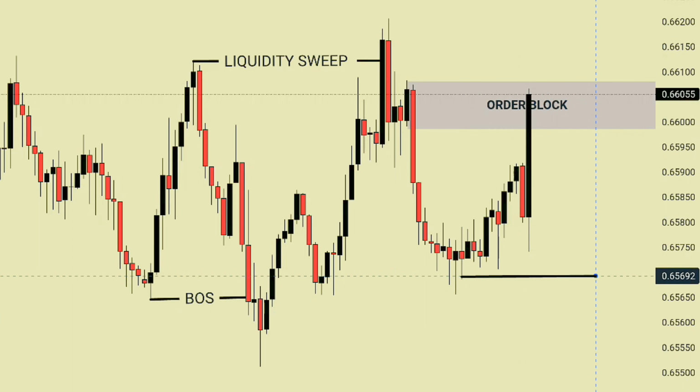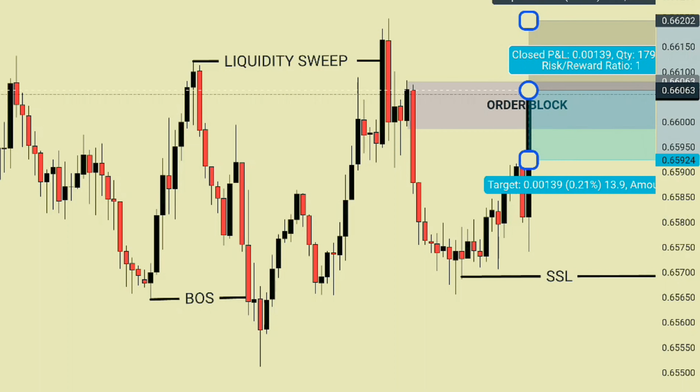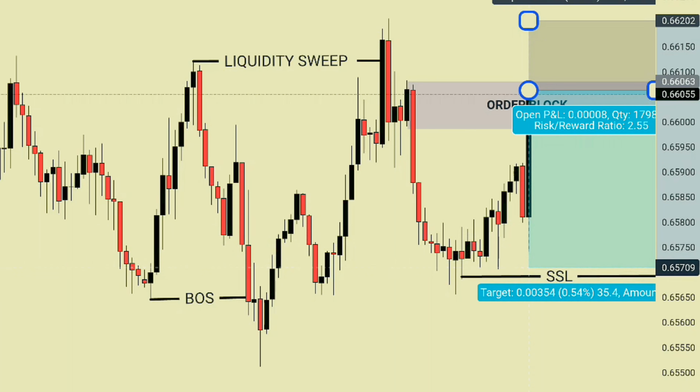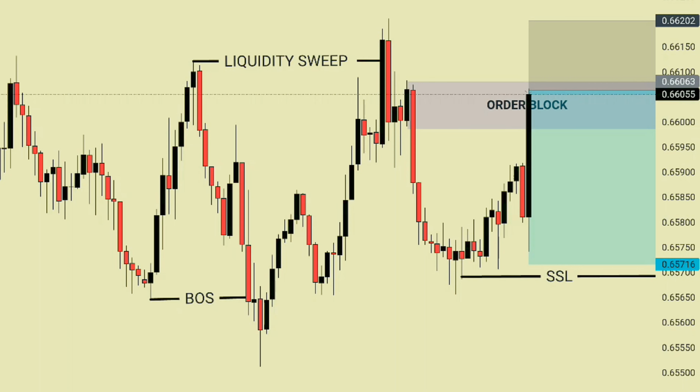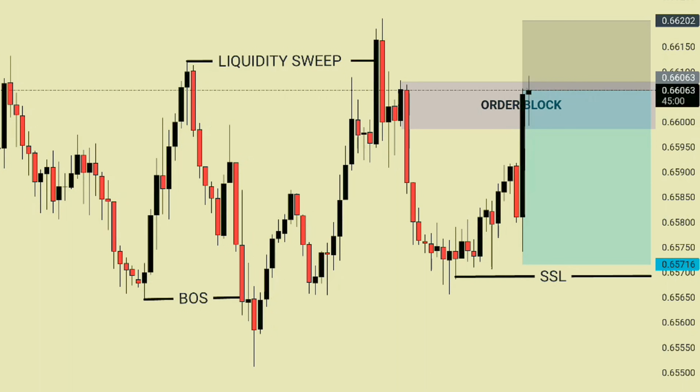Next, we identify sell-side liquidity, the equal lows or areas where retail traders place their stop losses below the structure. That's our target. We expect price to move down to grab those sell-side liquidity zones as the smart money continues to push price lower. Once price taps into our order block and shows rejection, that's our sell entry.